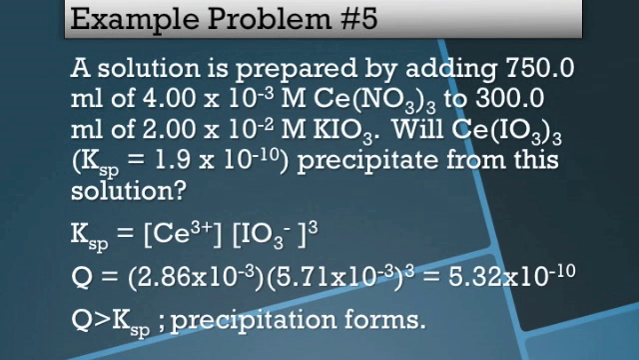Once we have the current ion concentrations, we put them back into our law of mass action expression to determine Q, the ion product. Note that the iodate concentration is to the third power. So Q equals 5.32 times 10 to the negative 10th. K is equal to 1.9 times 10 to the negative 10th. So Q is greater than K. A precipitate forms.